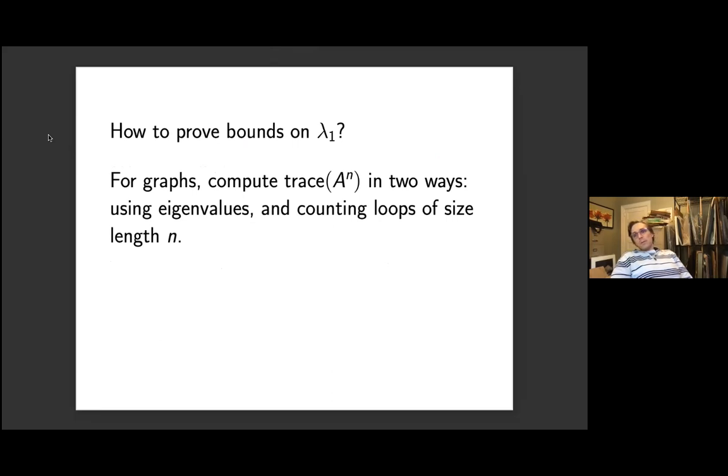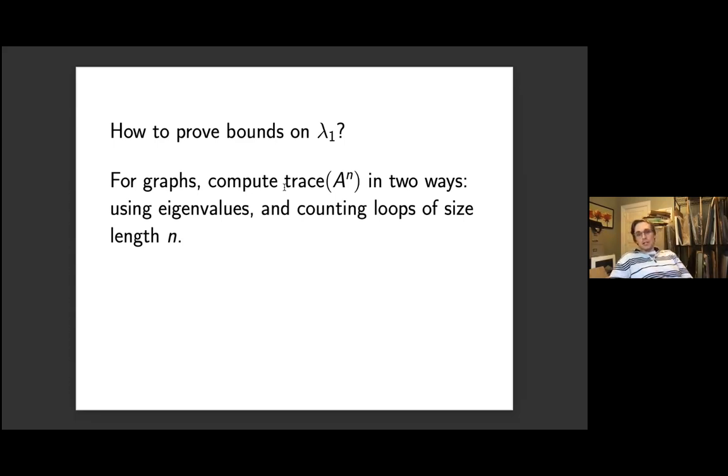So how do you prove bounds on lambda 1, or really how do you prove anything about the spectrum? Well, it's a little bit easier to say how you do it for graphs. If you take the adjacency matrix A and look at some big power of it and compute the trace, well, you can compute the trace of a matrix in two different ways. The trace of a matrix is the sum of the eigenvalues. That tells you about the spectrum. And it's also the sum of the diagonal entries. And for a power of the adjacency matrix, that counts the number of loops of length n in the graph. And so this relates the two, and it goes both ways.